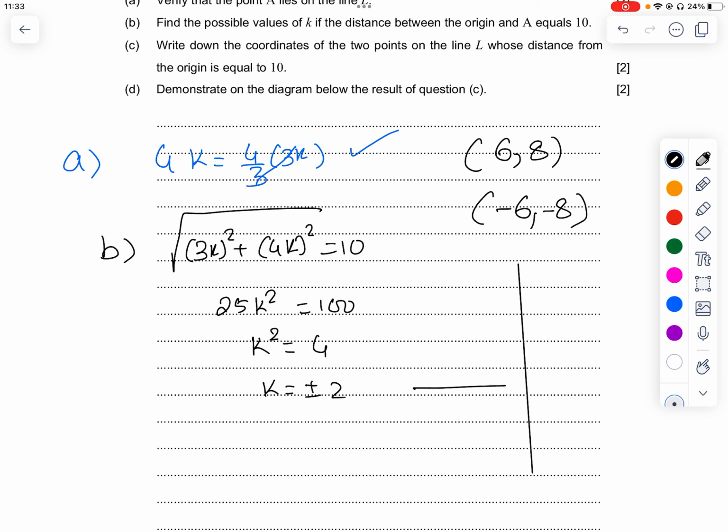So what am I doing? I'm drawing over here and over here. One point is 6 comma 8 and another point is negative 6 comma negative 8. That's going to be the answer.